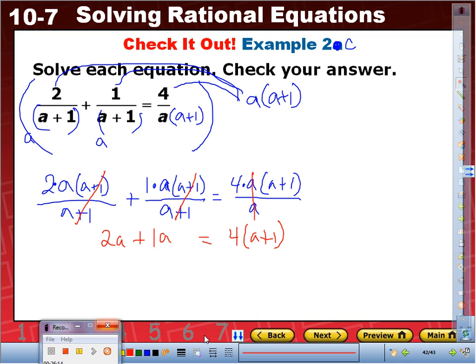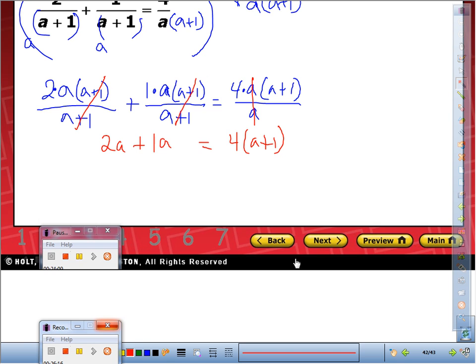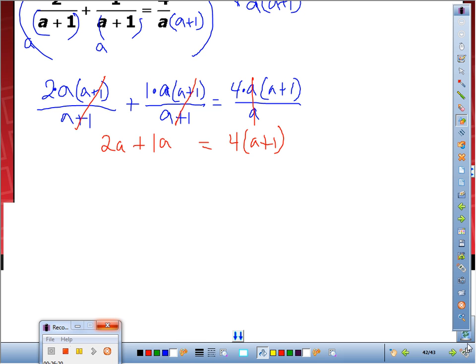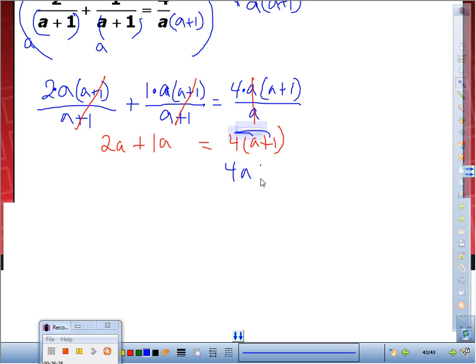All right? What do we do there? Distribute. We start with simplify, isolate, plot, check. So let's simplify. Distribute. So this is 4A plus 4 equals 2A plus 1A. Can we combine like terms on this side? What is this? 3A equals 4A plus 4.